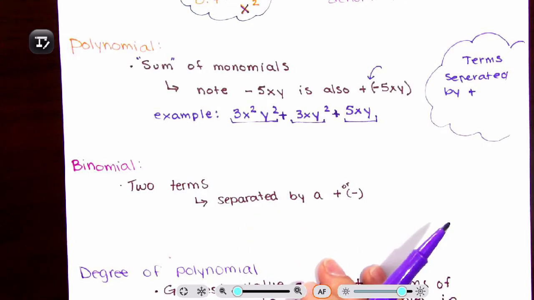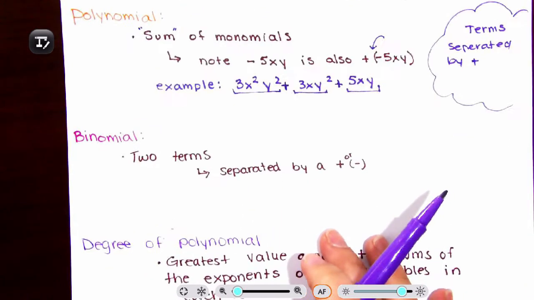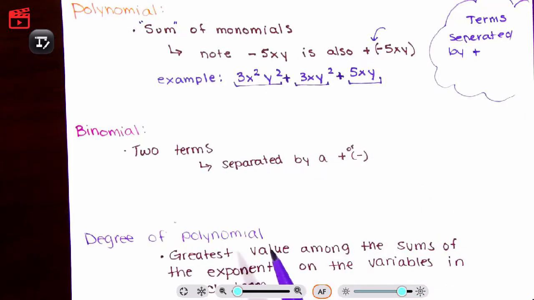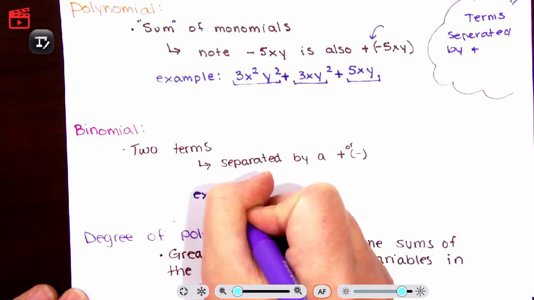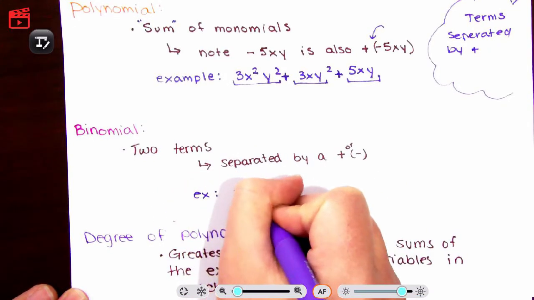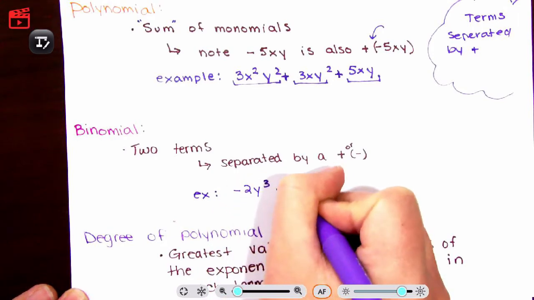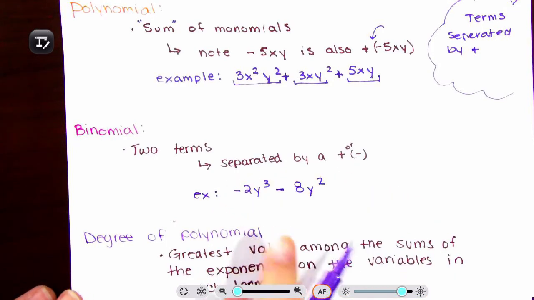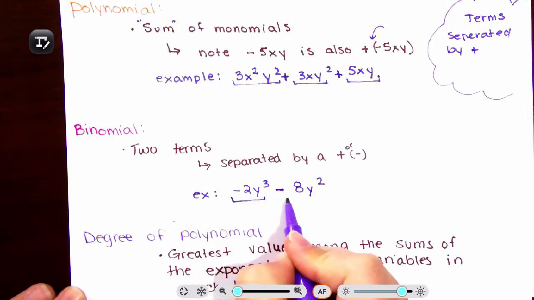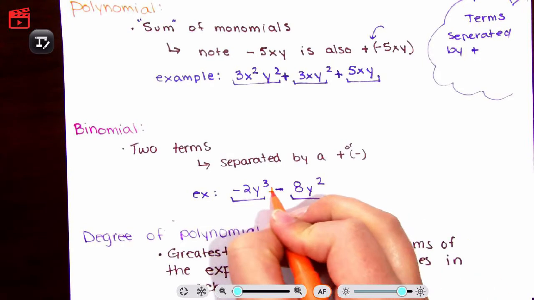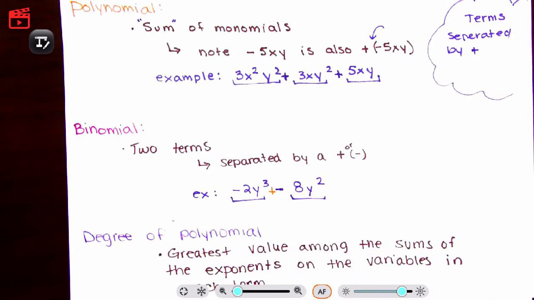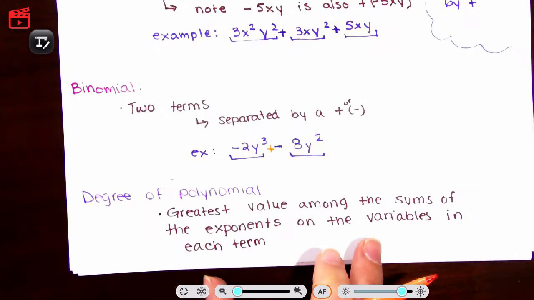A binomial only has two terms. So for example, a binomial could be something like negative 2y cubed minus 8y squared. Even though this is a minus here, we have one term, two terms. Even though we have a minus there, that's okay because you can rewrite this as adding a negative. So that's allowed.